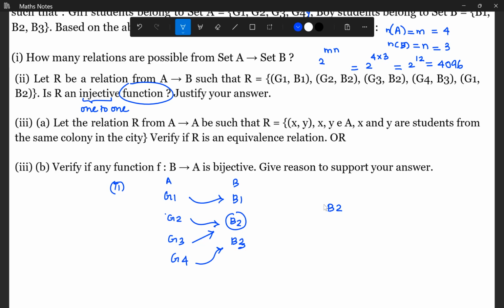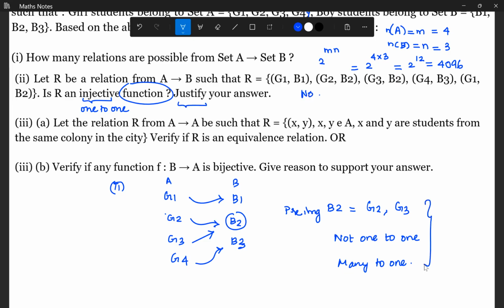So the pre-image of B2 is both G2 as well as G3, which means it is not one-to-one. It has to be a many-to-one function. So the answer to this question is that it is not. To justify your answer, just draw the arrow diagram and justify that B2 receives input from G2 as well as G3. On to the next question.